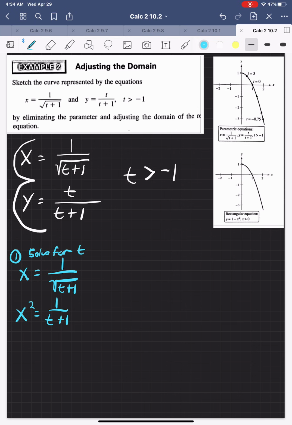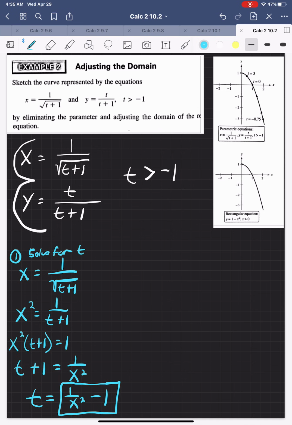Okay, and now I'm going to solve for t, so I'm going to multiply both sides by t plus 1. That would now give me x squared times t plus 1 is equal to 1. Then I'm going to divide by the x squared. So that's t plus 1 is equal to 1 over x squared. And then I'm going to subtract 1. So now I know that t is equal to 1 over x squared minus 1.